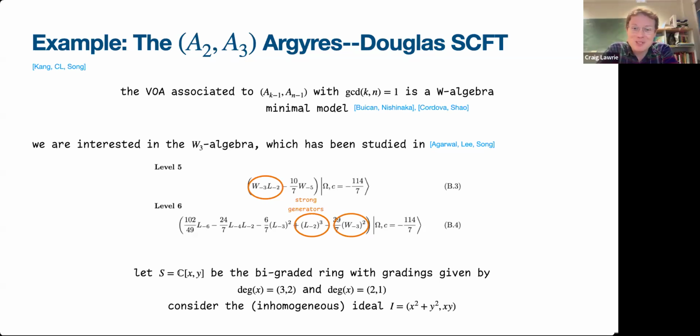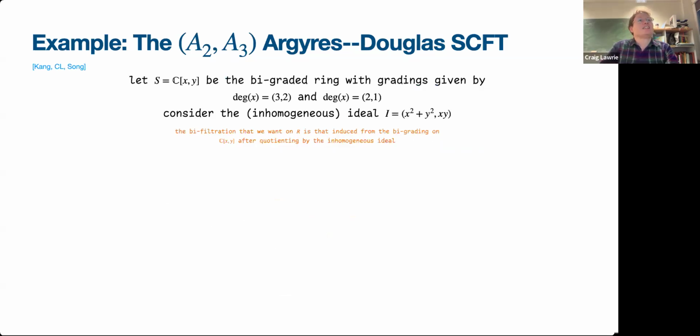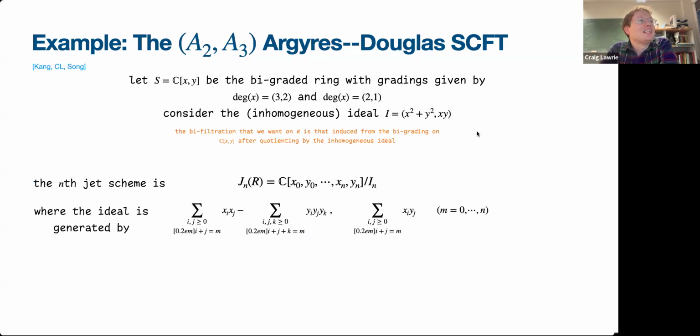I'll show you some examples where it's not one less. Exactly. Good. Okay. Now the bifiltration is, as we said, the one that comes from quotienting by the inhomogeneous ideal. Remembering that this is a y cubed. My bad. So the nth jet scheme has 2n variables and 2n plus 2 generators of the ideal, and they look like this very ugly thing.